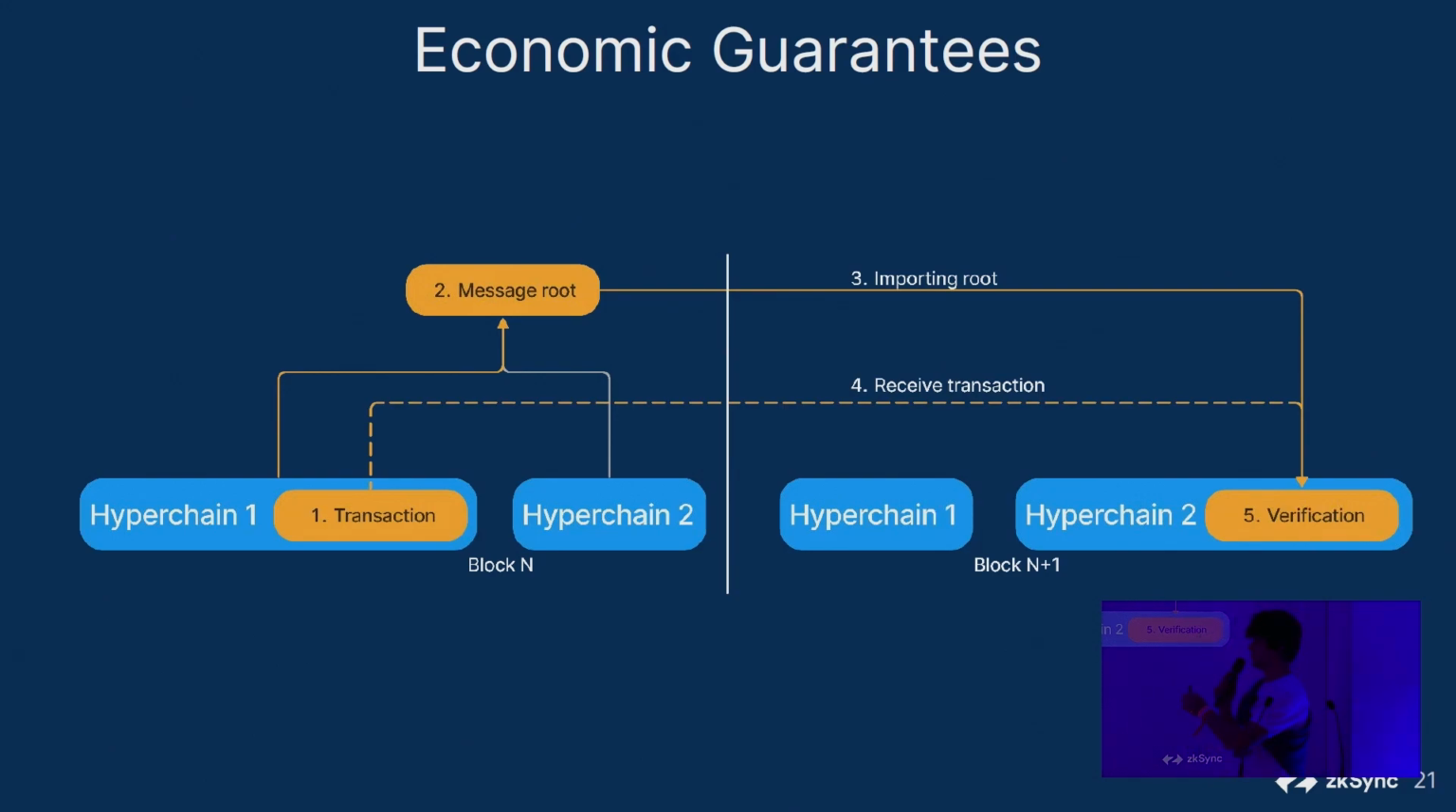So the message route can be calculated before the proof is generated, separately from the proof, and it can be imported to settle transactions as before. And if there's an economic mechanism that makes sure that this message route is correct, then instantaneous messaging is possible.